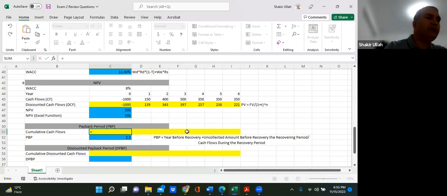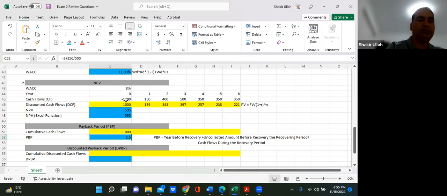Now, in the first year, of course, the cumulative cash flow is minus 1,000 because that was just what went out from us, and cumulatively we're negative by $1,000.